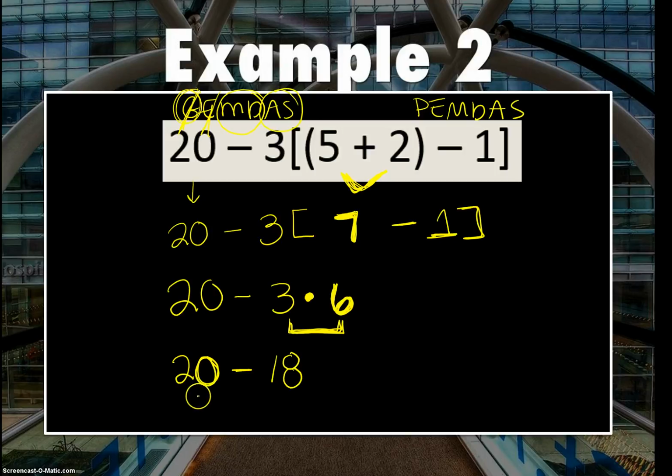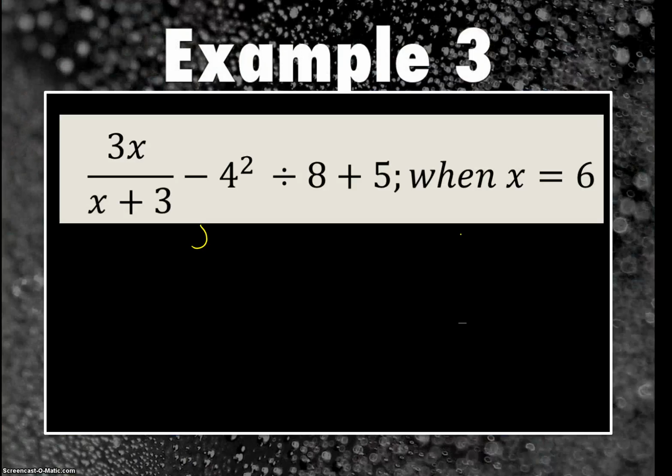So I'm going to solve in order from left to right. I'm going to take 20 and subtract 18 from it. I get an answer of 2. Our next problem also involves substitution. So please take a minute to write this problem down and then I'll explain further.